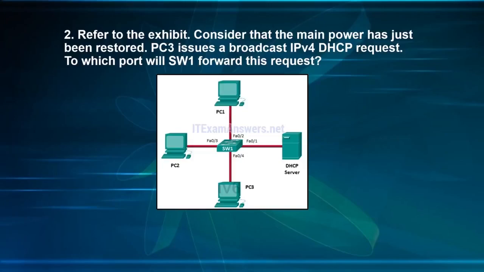For the second question, refer to the exhibit. Consider that the main power has just been restored. PC3 issues a broadcast IPv4 DHCP request. To which port will SW1 forward this request? The answer will be to port Fa0/1, Fa0/2 and Fa0/3 only.